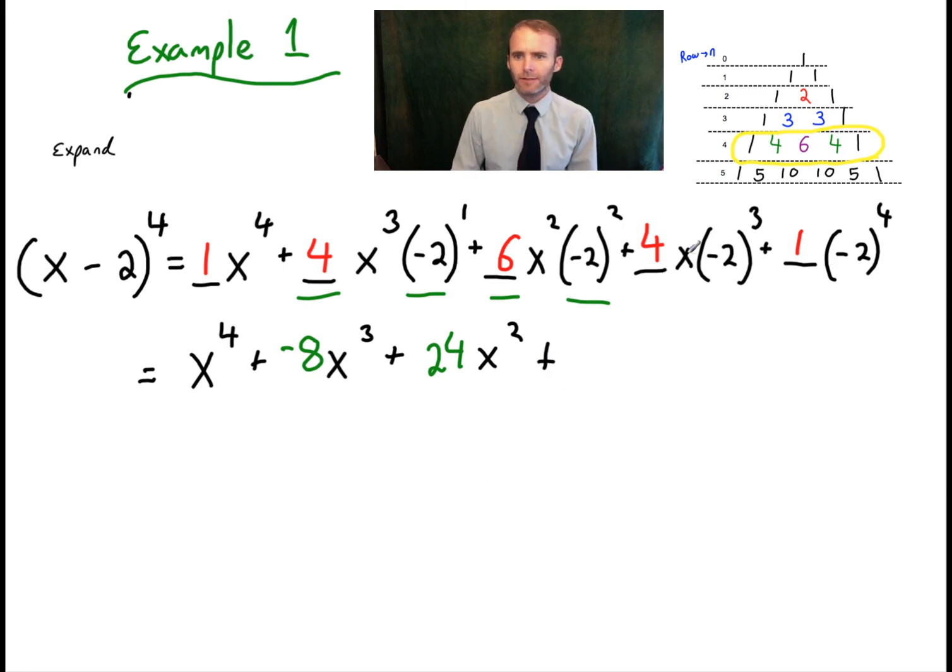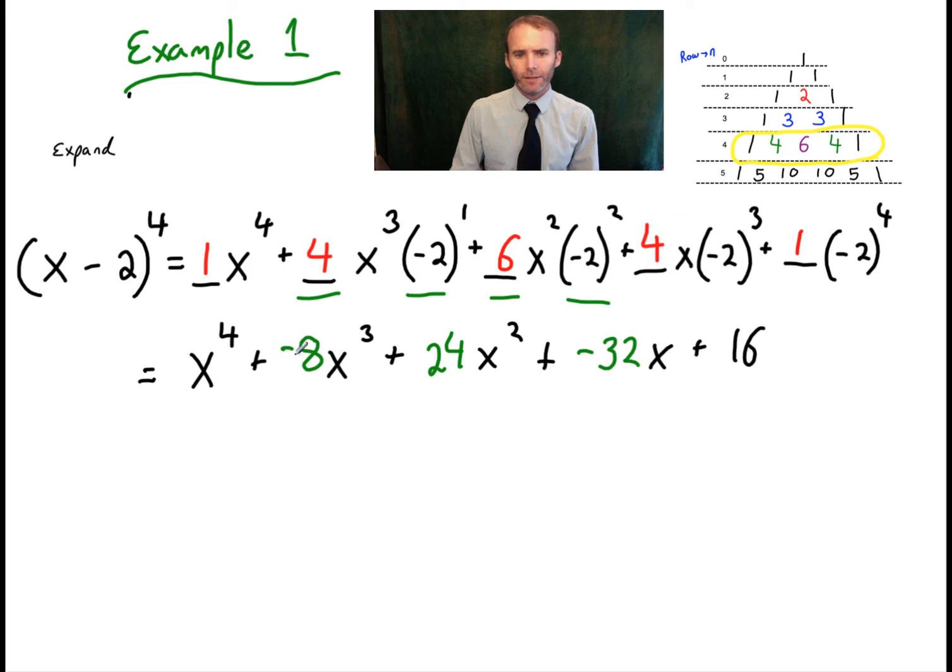And now I have plus, and I have 4. Now negative 2 cubed is a negative 8. So I have negative 8 times 4. That gives me a negative 32. And now we have just x. My last one, negative 2 to the fourth. That's negative 2 times negative 2 times negative 2 times negative 2. Well, that gives me positive 16. So my last term is plus 16. 16 times 1 is just 16.